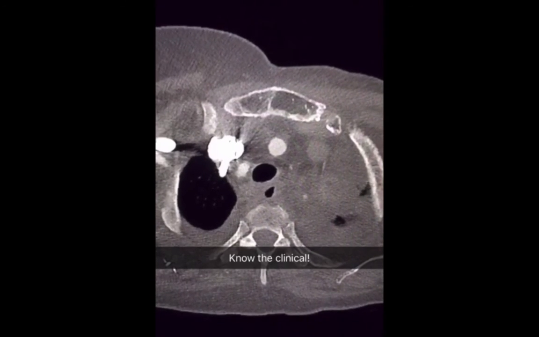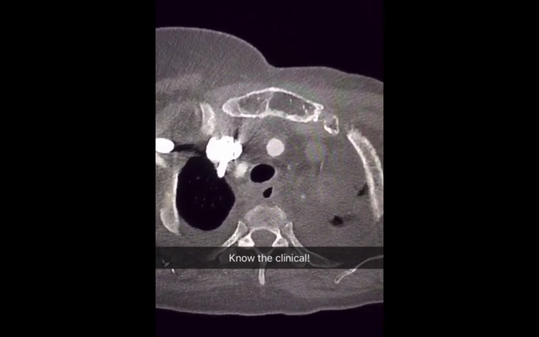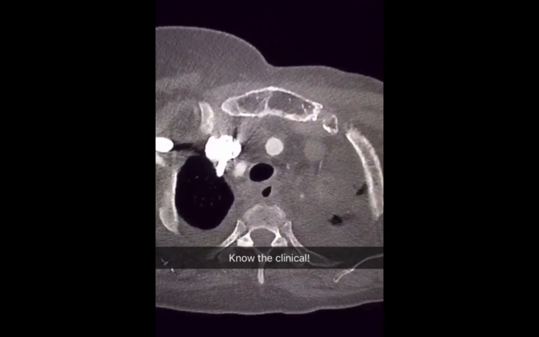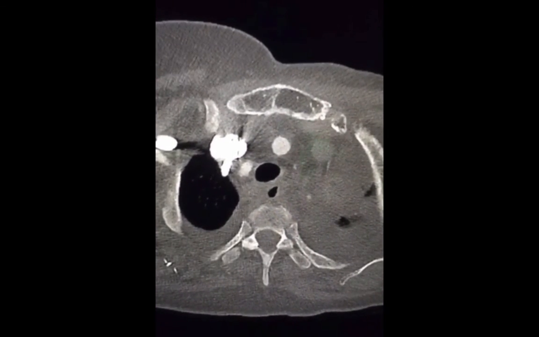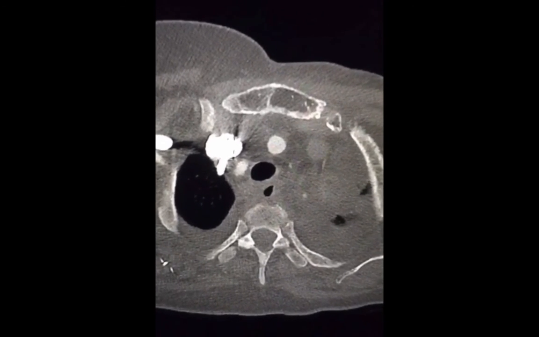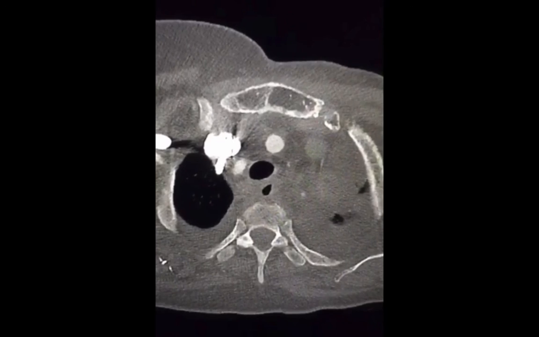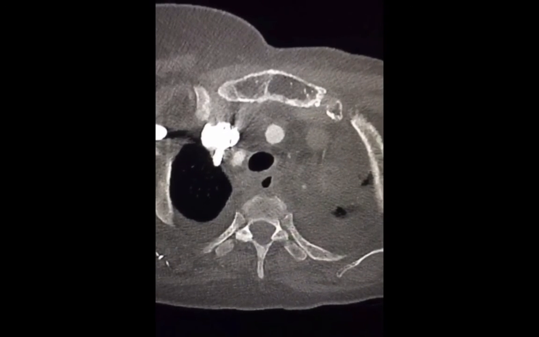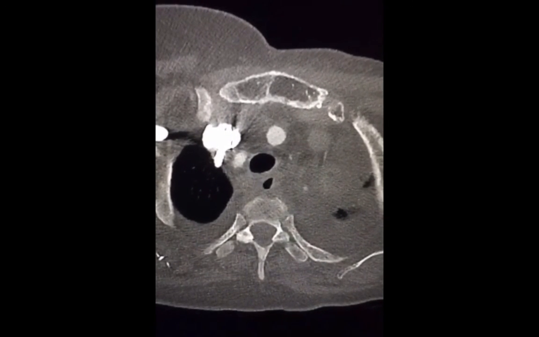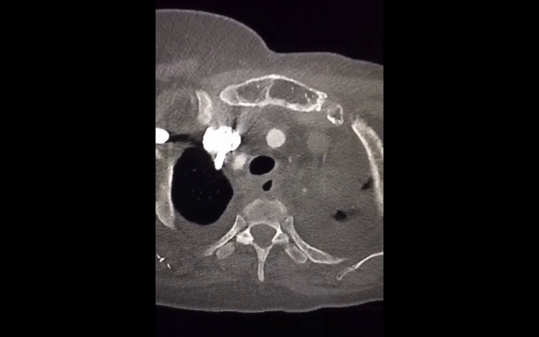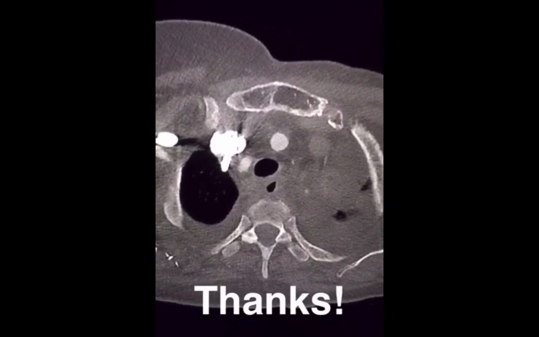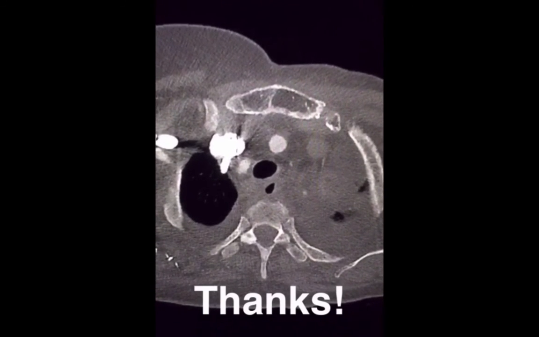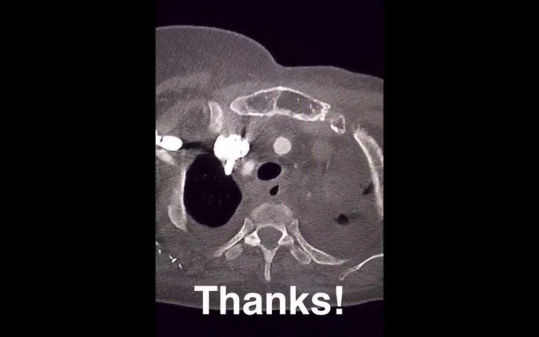The first thing that we learned is reading images should be combined with the clinical information. We learned that the classic features of Paget's disease of the bone include bone expansion, cortical thickening, and coarse trabeculations. We also learned that these findings may be seen in radiation-induced osseous changes. I will hopefully talk more about Paget's disease and differential diagnosis of bone expansion in future clips.